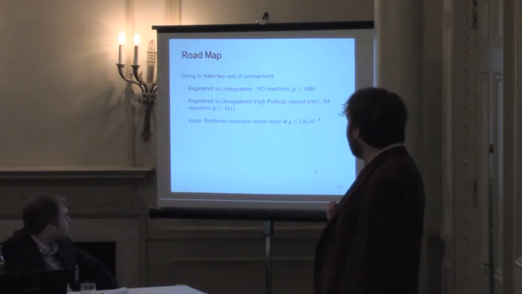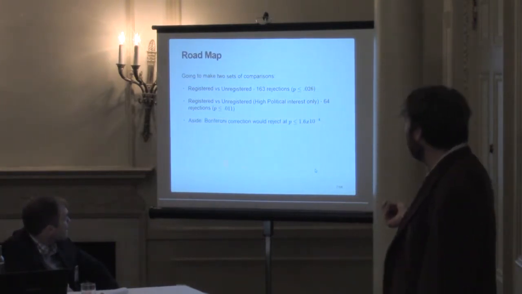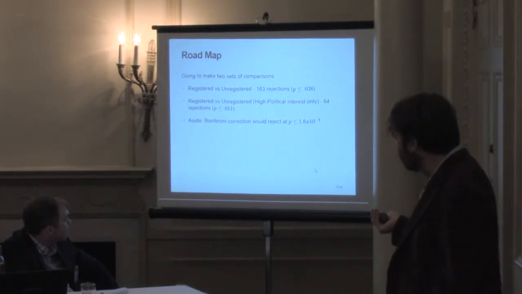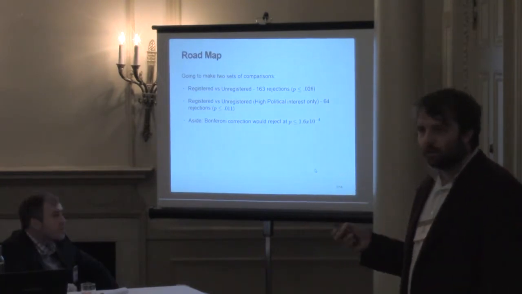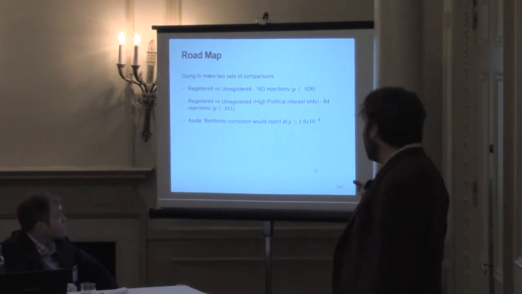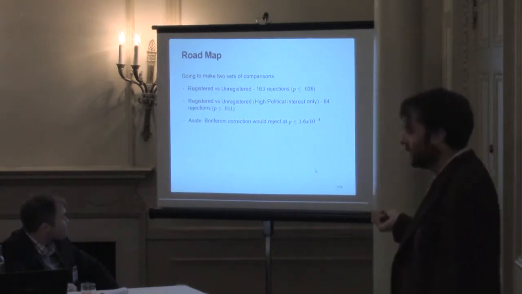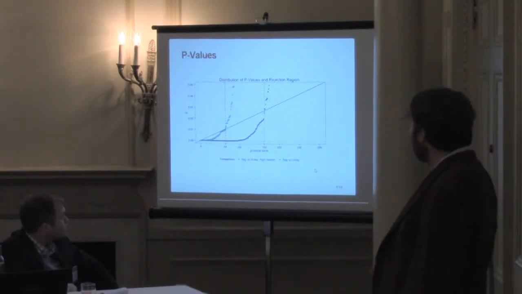And just as an aside, when we implement this procedure, we're making rejections for this first group at p less than 0.025 roughly, and for the second group at 0.01. If we used a Bonferroni correction, which is much, much more conservative, we'd make many fewer rejections. So it's 1.6 times 10 to the negative 4.